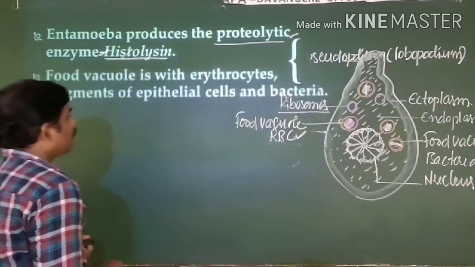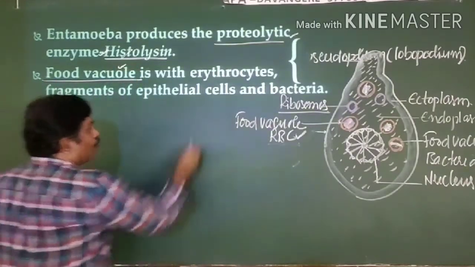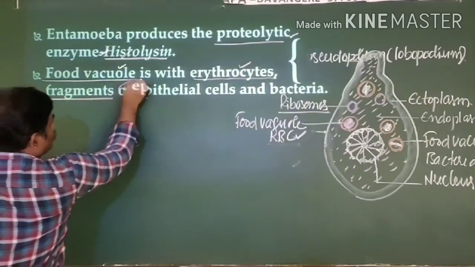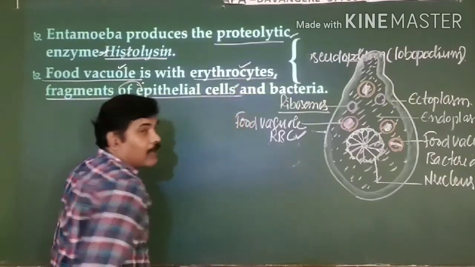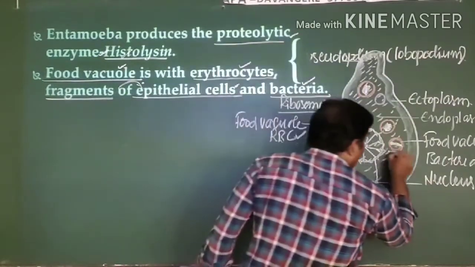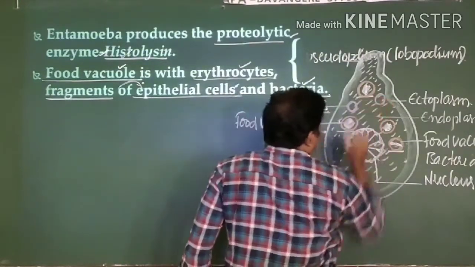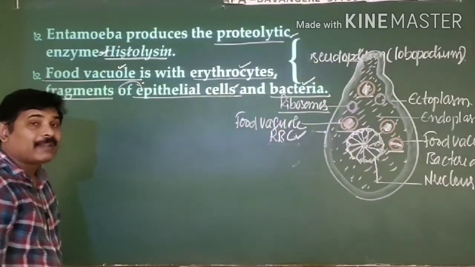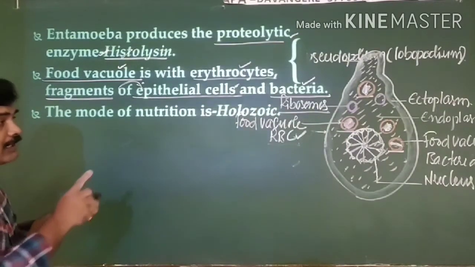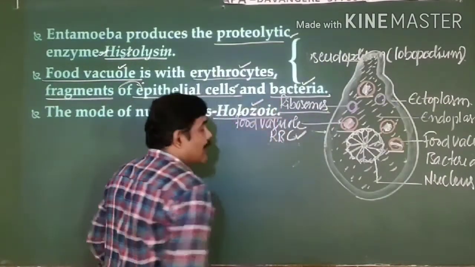That is one thing, and thereafter you can see the food vacuole, as I said, has erythrocytes within it, and it also has fragments of epithelial cells as well as bacteria. The three are present. Here is a food vacuole with bacteria, a food vacuole with a red blood cell or erythrocyte, and a food vacuole with cellular debris of epithelial tissues present in your large intestine. Next, when you see this parasite, it is holozoic in its nutrition. It exhibits the holozoic type of nutrition.